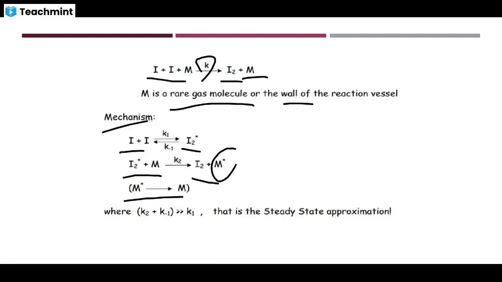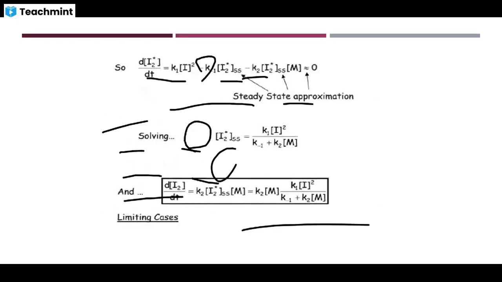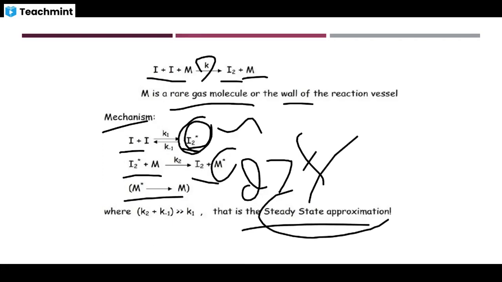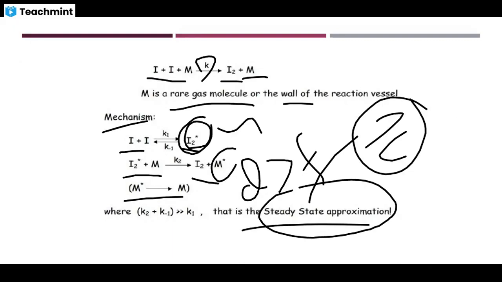So the formation of the intermediate I2 star is very small compared to its decomposition. That is the steady state approximation. Whenever the intermediate concentration is very small, or the decomposition rate is higher than the formation rate constant, you can apply the steady state approximation. Whenever an equilibrium exists, you can apply the equilibrium approximation.